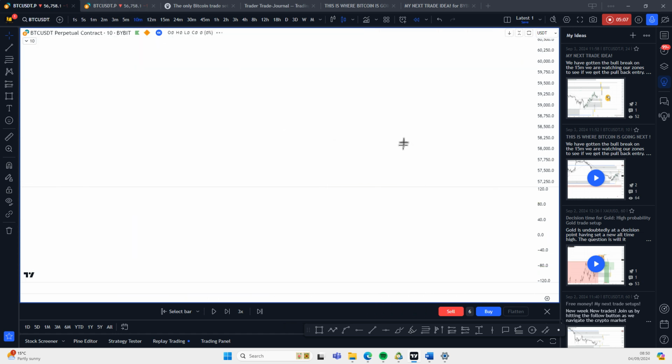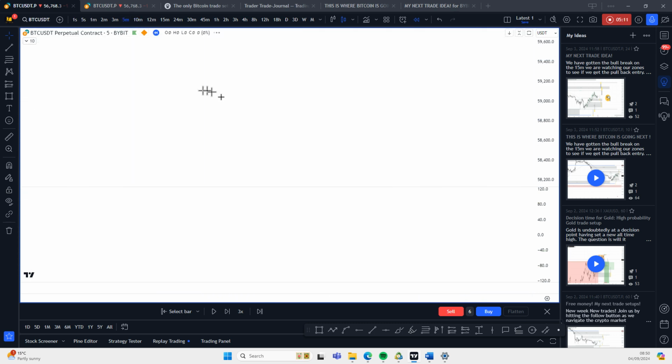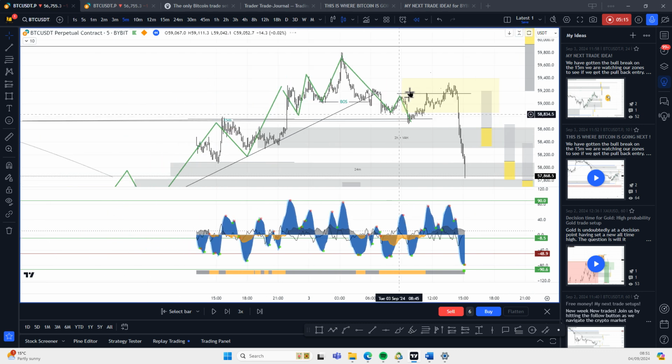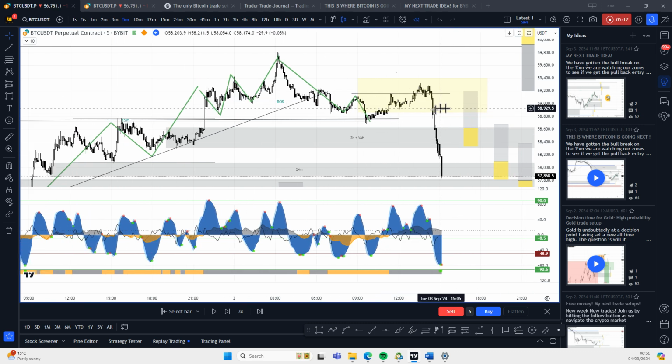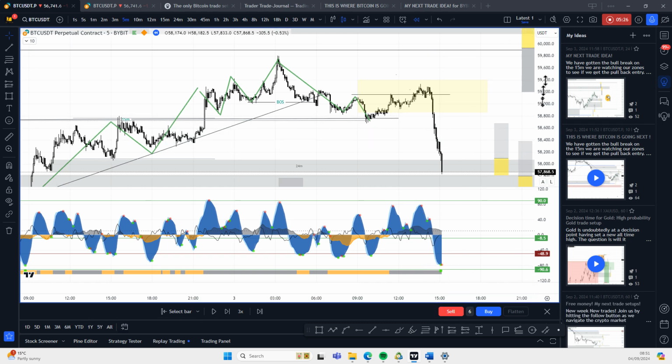Let's see. Did we have an entry at any of our zones? Did we have an entry on the 2 hour zone? Does it look like we got an entry on the 2 hour zone? No, I don't see any sort of structure. This is a type A, pullback into zone. No sort of structure here that tells me, all right, time to long this. So what does that mean? That means this is gone. This is void. That idea is gone.